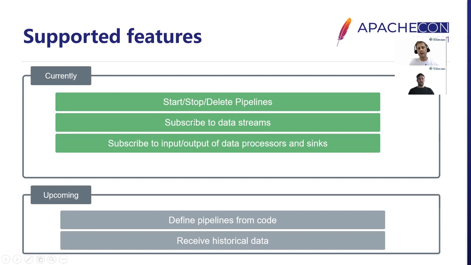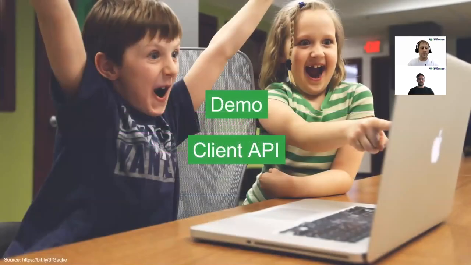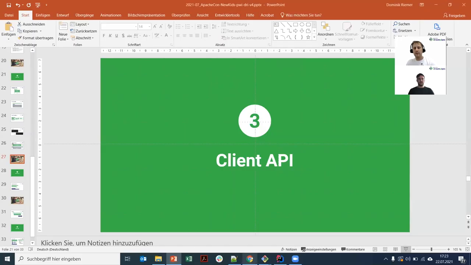Upcoming will be a new feature to also define pipelines from code so that you don't need to graphically model your pipeline, but you can also provide a code snippet and run it in a StreamPipes pipeline. And also to receive historical data, something which will be part of the next release. So let me quickly show you a demonstration.